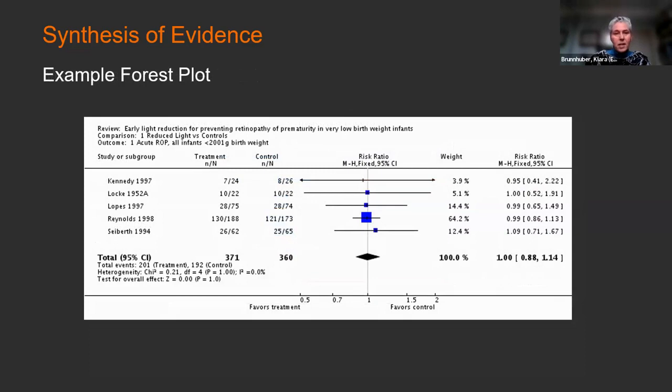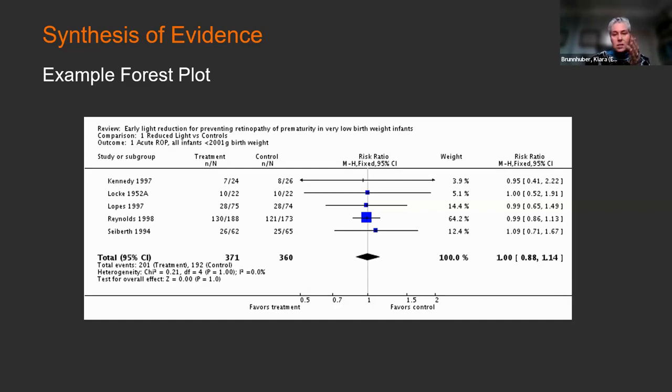Here another example of a real forest plot. In this case, early light reduction for preventing retinopathy of prematurity in very low birth weight infants. You see on the right-hand side at the bottom, these are the results that would favor the control. And the more you move to the left-hand side, the studies would favor the treatment. The overall diamond, you see, sits right in the middle, so it sits on the line of no effect.